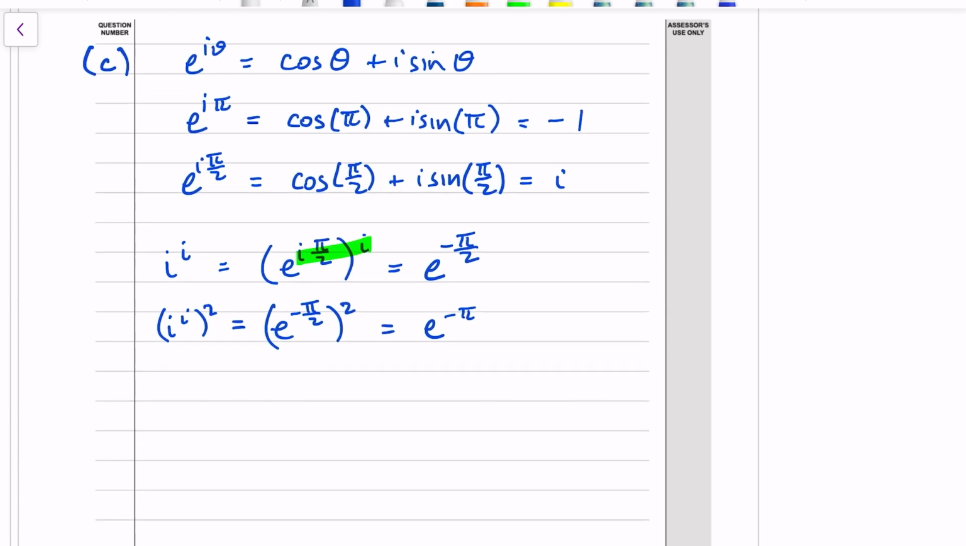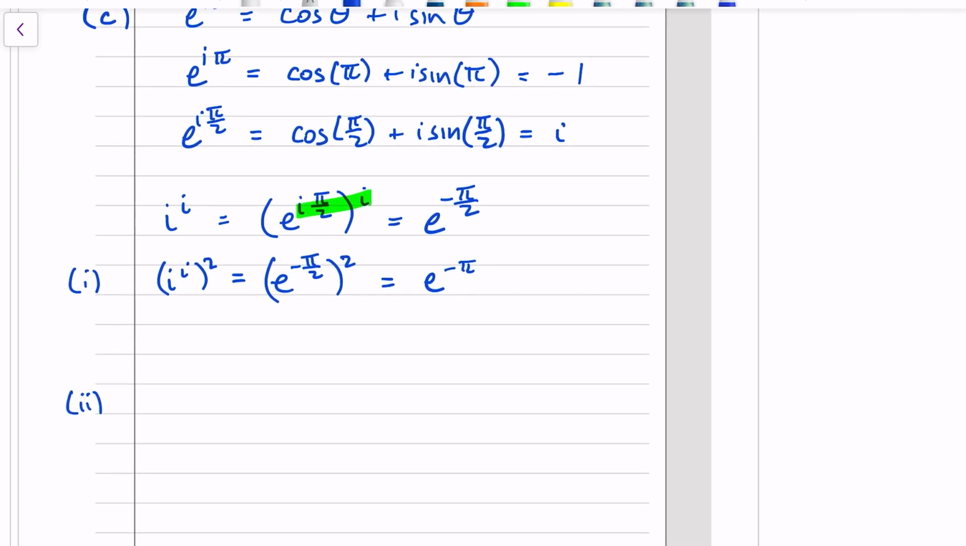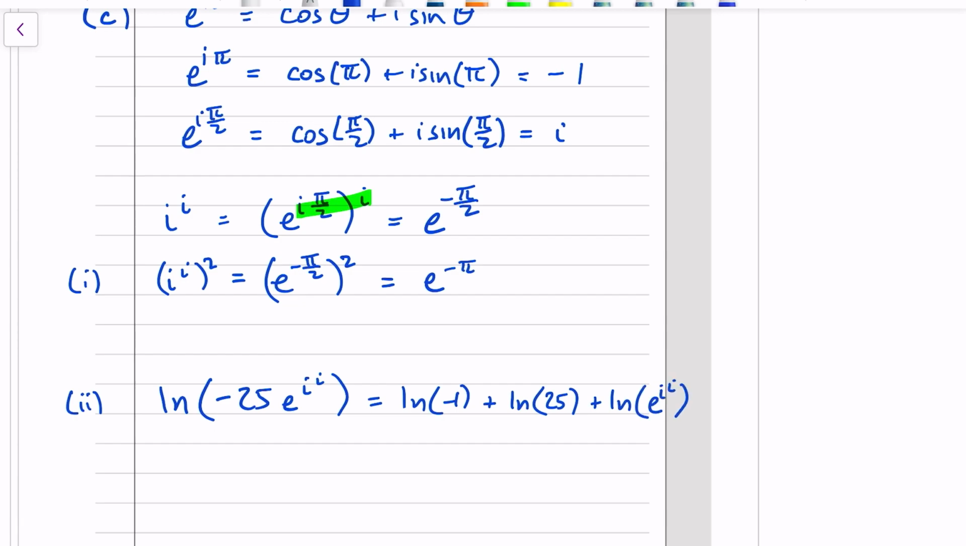Okay, the second part, ii, which looks almost like i to the i. It was this log thing, log of -25 e to the i to the i. We first use log rules. So we split this, it's a product of things, because I can write it as log of -1 plus log of 25 plus log of e to the i to the i. And why have I done that? Well, the third term, natural log and e to the power are inverse functions of one another, so those will cancel each other.